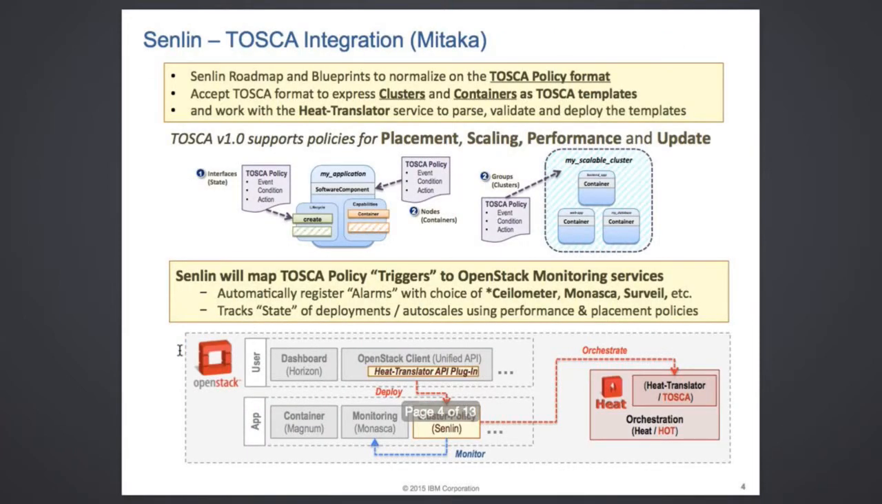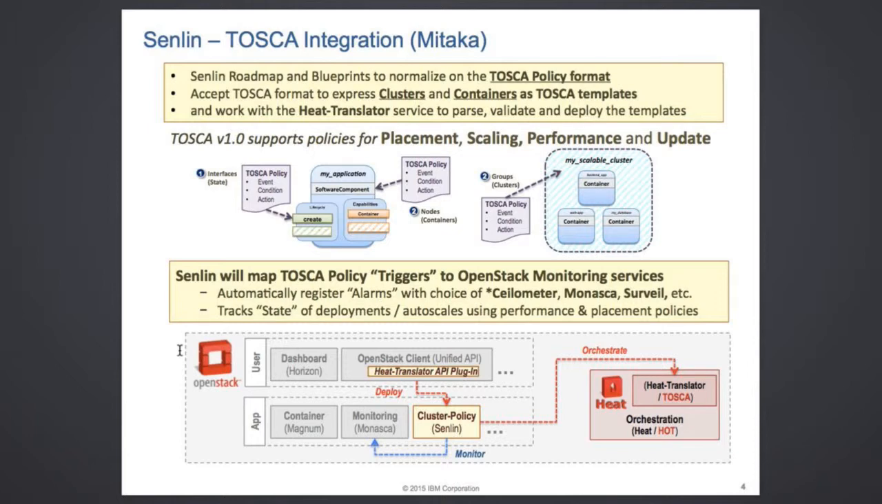Okay, and then for the Mitaka release, we're proposing an integration of Senlin and Tosca. A few of the bullet points that we're looking at is a roadmap for blueprints related to working natively with Senlin with the policy format, accepting the Tosca format to express clusters and containers as Tosca templates, and then working with the heat-translator service to parse, validate, and deploy the templates.